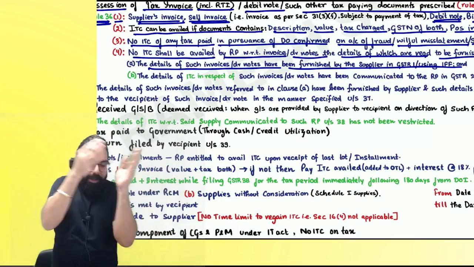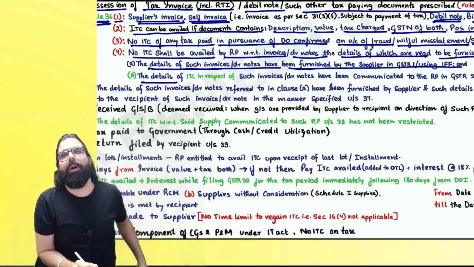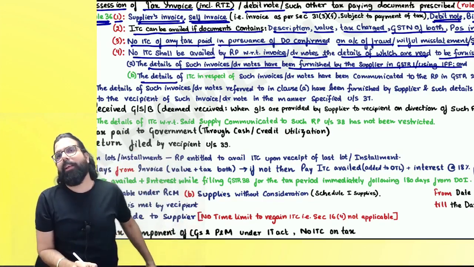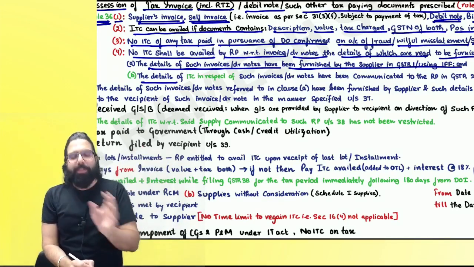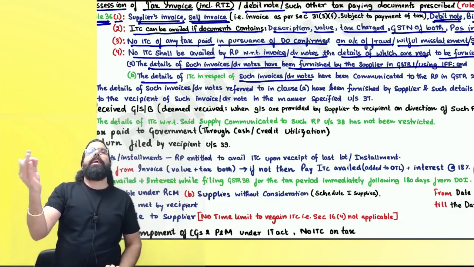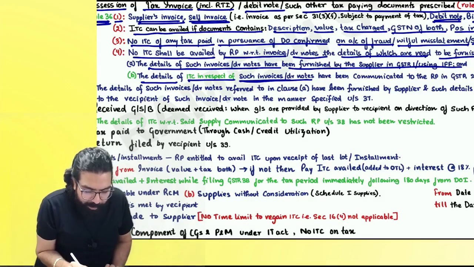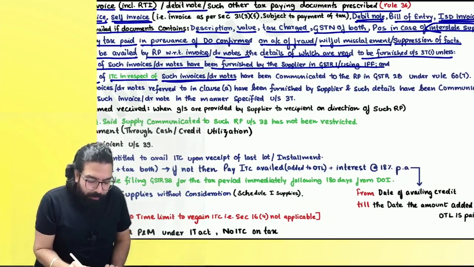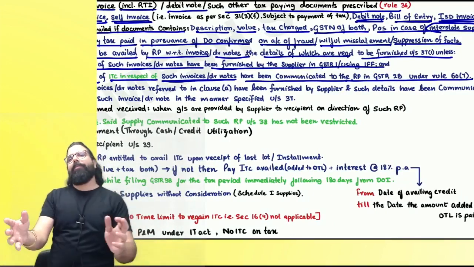And these words were missing in the earlier version. Now ITC in respect of... The line was not looking good. Earlier it was the details of such invoices and debit note. Now they are telling the details of ITC with respect to such invoice and debit note has been communicated in GSTR 2B. Are we clear, everyone?